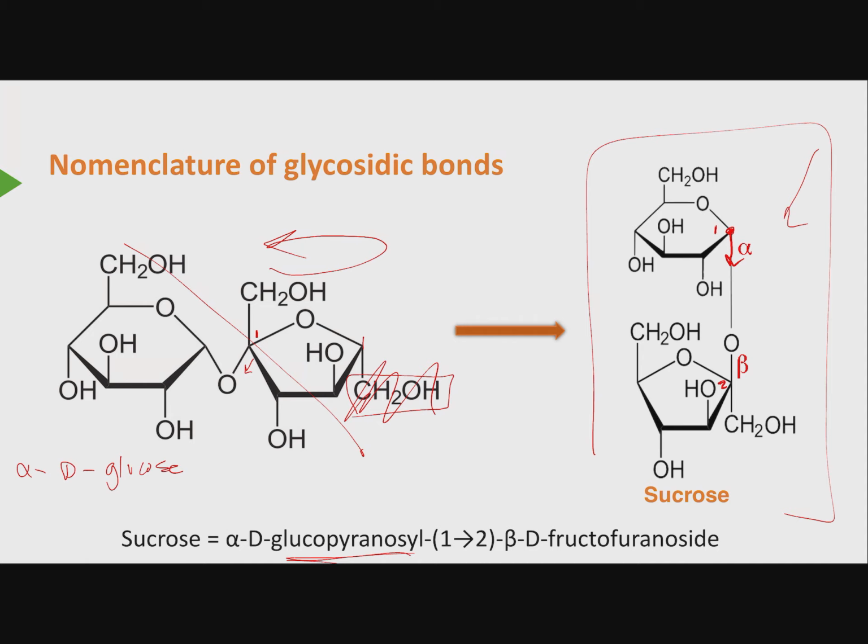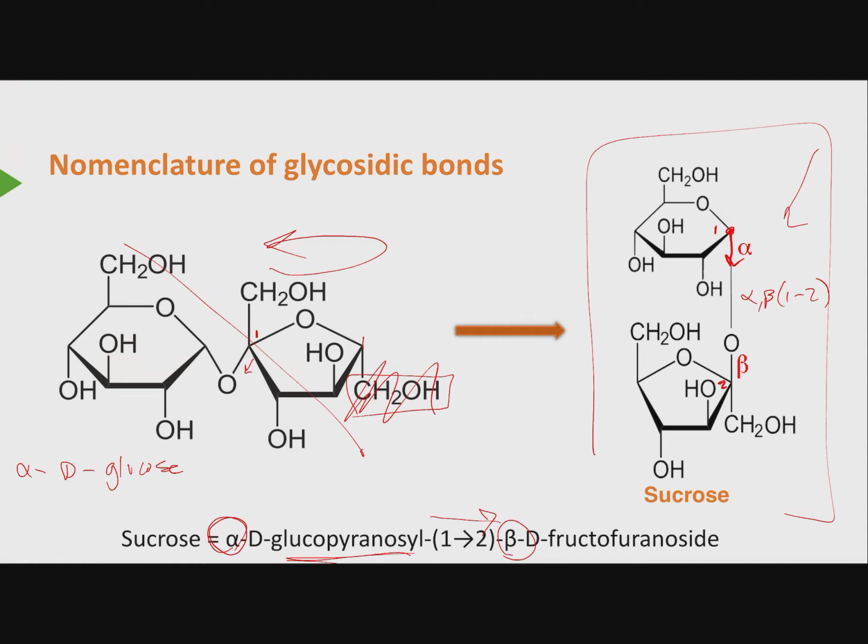The OH was up, so that was beta. So we would call this an alpha beta 1,2 glycosidic link between D-glucose and D-fructose. Alpha beta 1,2. You can kind of see that here. Alpha beta 1,2. So when we talk about linkages, we're going to talk about the important ones.